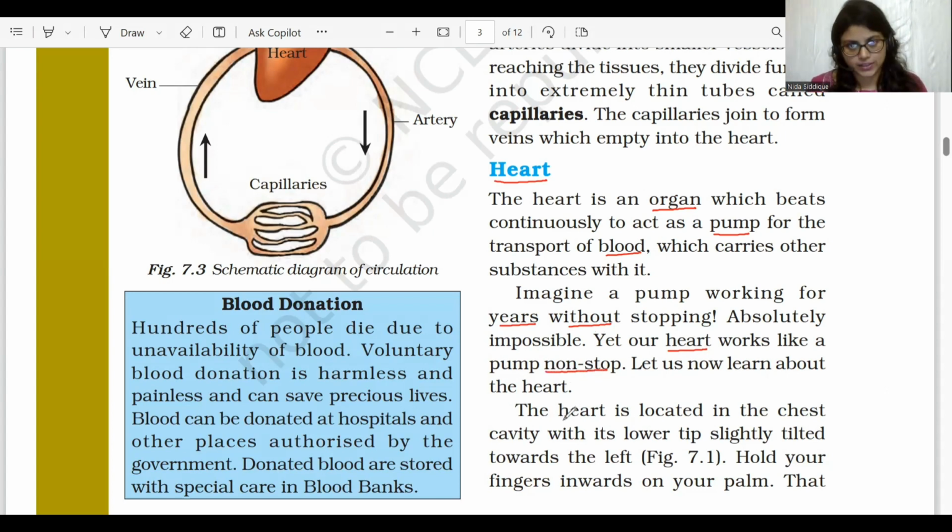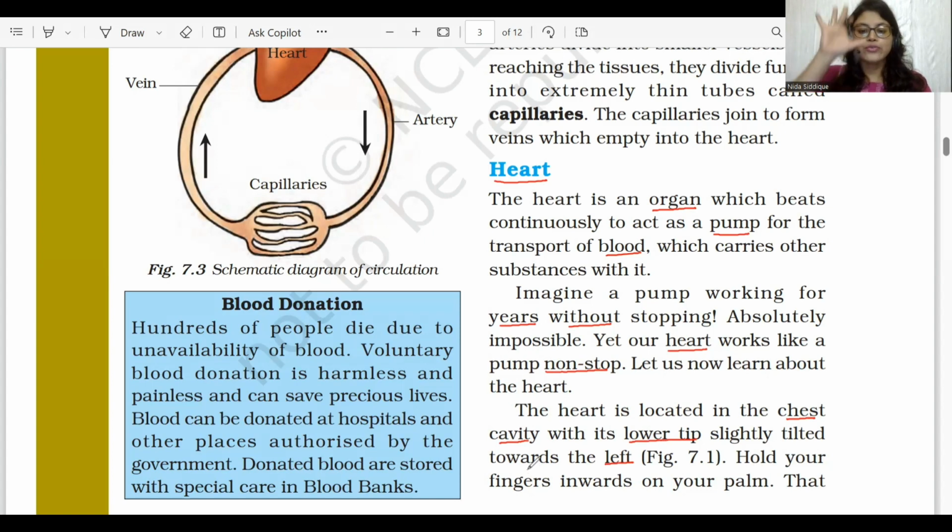Where is our heart located? Our heart is located just at the center of our chest. Okay, it is located in the chest cavity. Now, its lower tip is slightly tilted towards the left. Because of this, we feel that our heart is on the left side of our chest, since we hear the heartbeat more there. But it is just because the lower tip of our heart is slightly tilted towards the left. But our heart is present exactly at the center of our chest.